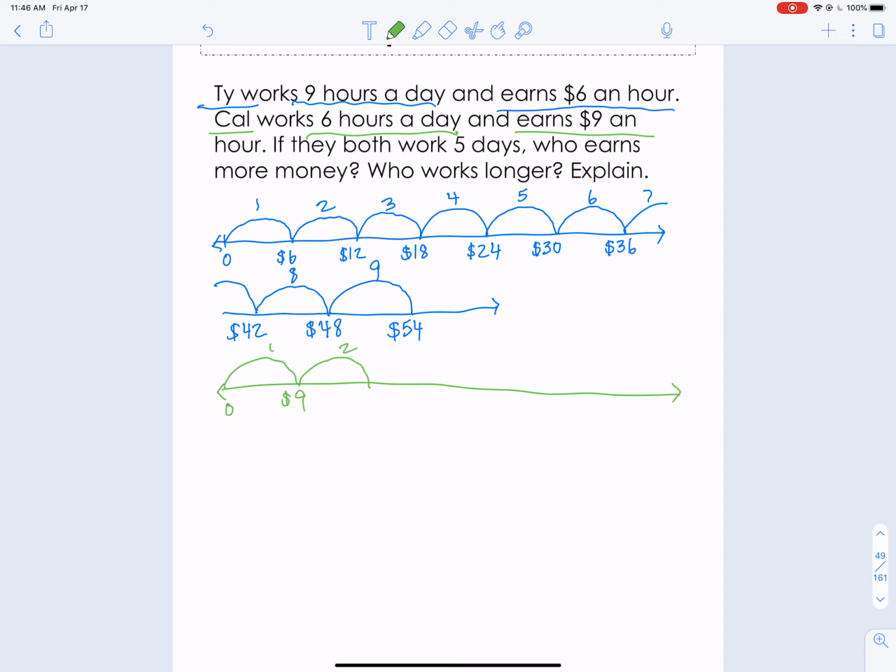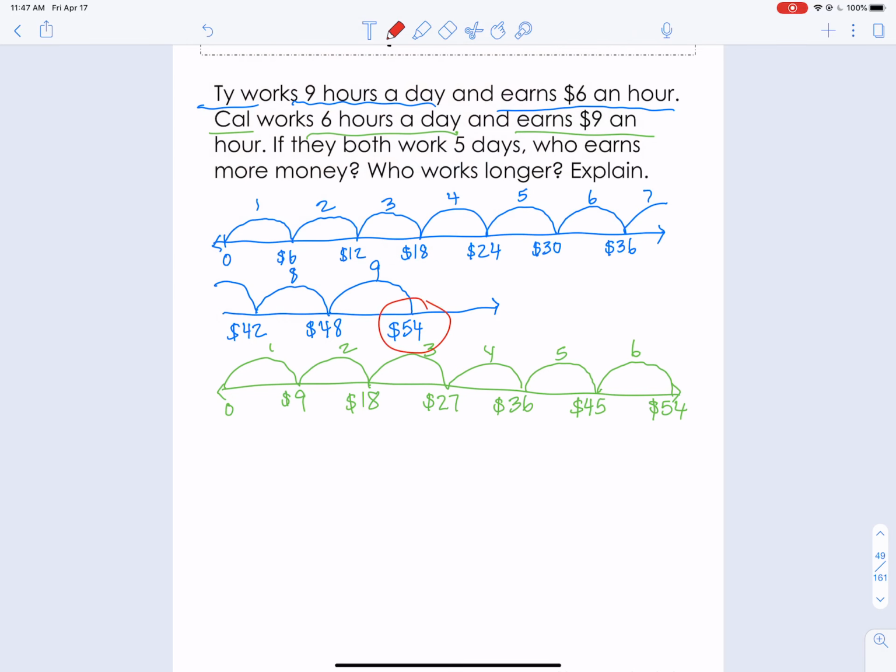Second hour of work, 9 plus 9 is $18. Third hour of work, 18 plus 9 is 27. Plus another 9, we're at 36. It's 4 hours of work. Plus another 9, we're at 45. That's 5 hours of work. And now we land at, for 6 hours of work, $54. Would you look at that?